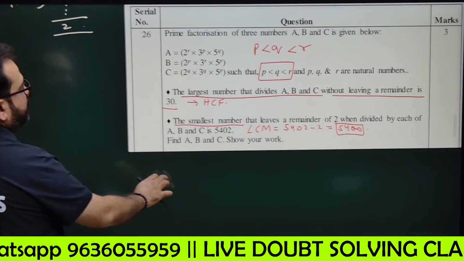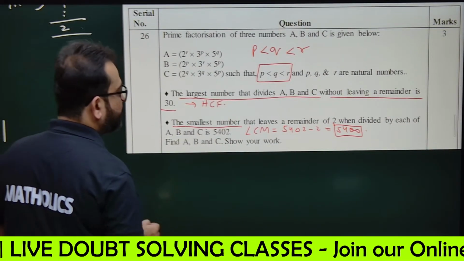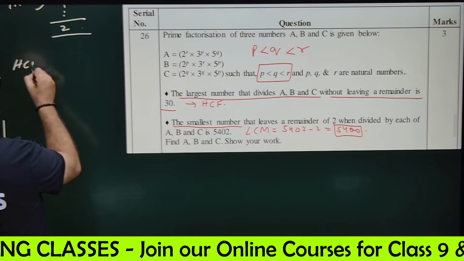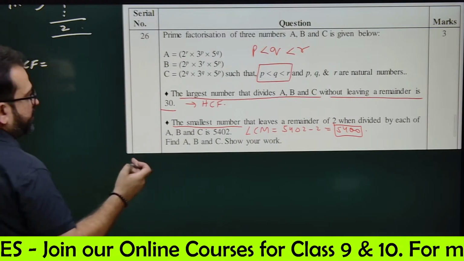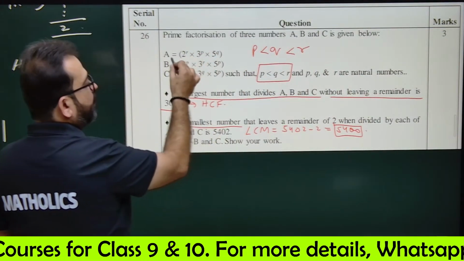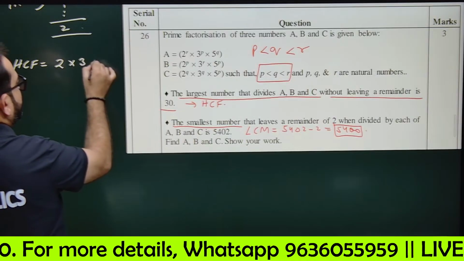We'll say that it is given that HCF is 30. What will be the HCF according to this prime factorization first? 2 raised to the R, 3 raised to the P, into 5. Common factors are what? 2, 3, 5. We'll write 2 into 3 into 5.